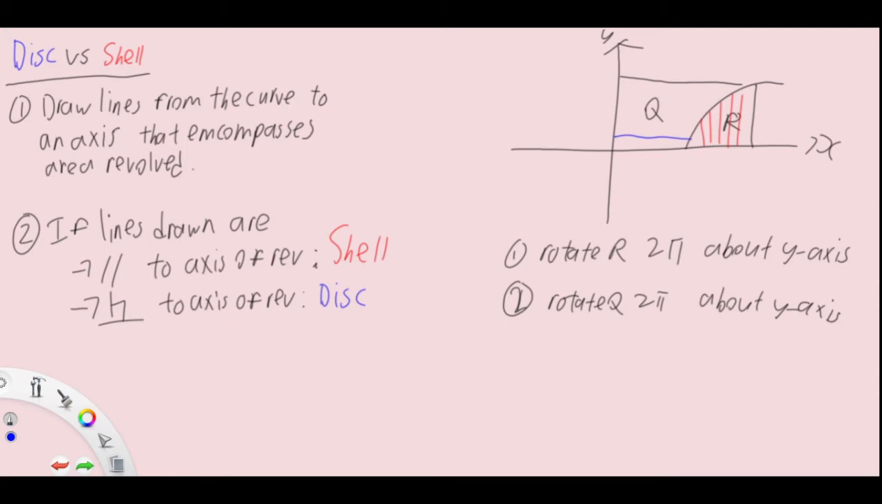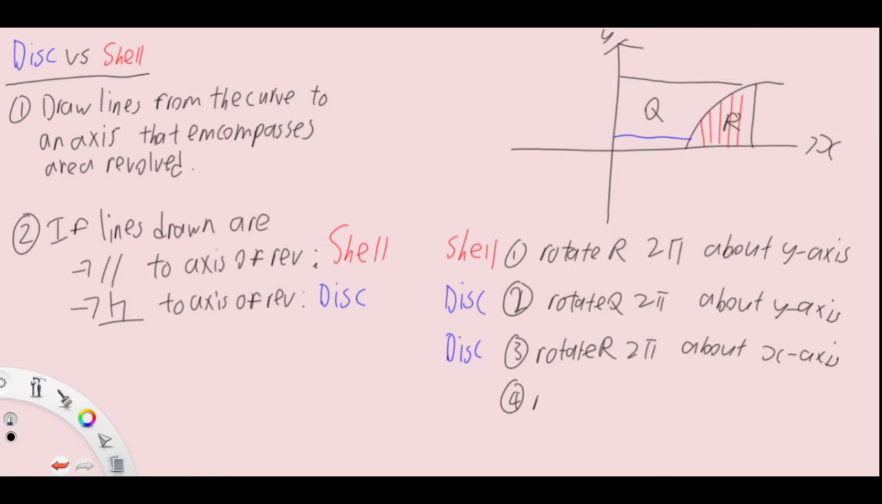Obviously, if we do more questions, let's say we rotate R 2 pi about the x-axis now. We know the first one will be shell, the next one would be disc. What do you notice about R for question number 3? If you rotate R about the x-axis, you realize that the lines are perpendicular to the x-axis. Therefore, this will be the disc method.